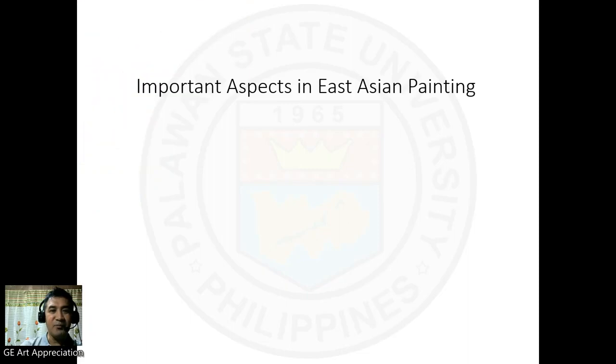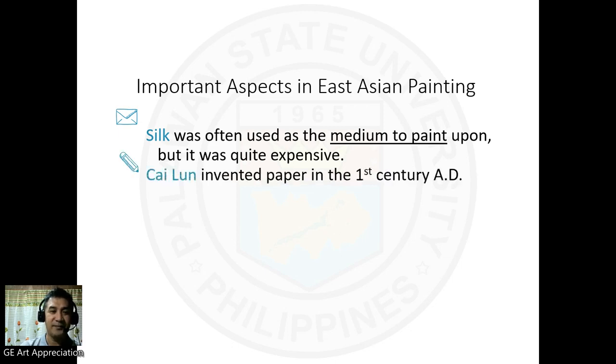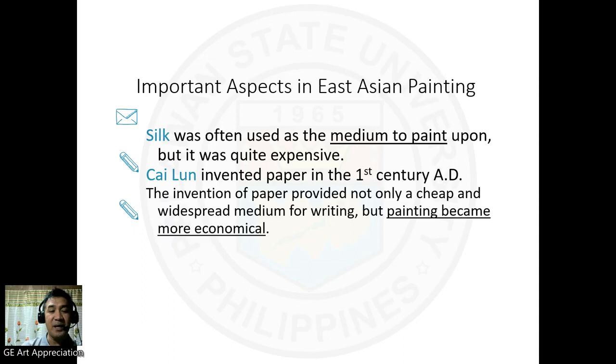So, what are the important aspects in East Asian painting? Silk was often used as the medium to paint upon, but it was quite expensive. Kai Lun invented the paper in the 1st century AD. The invention of paper provided not only a cheap and widespread medium for writing, but painting became more economical.